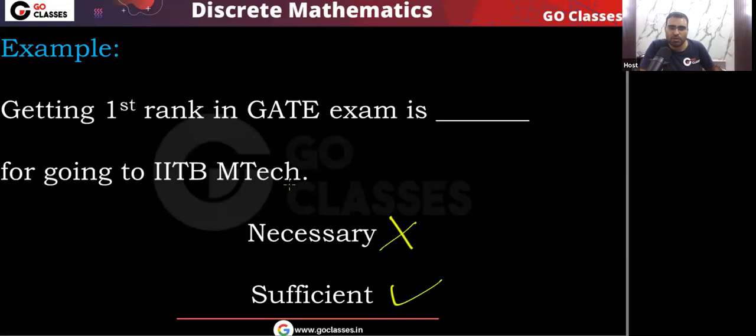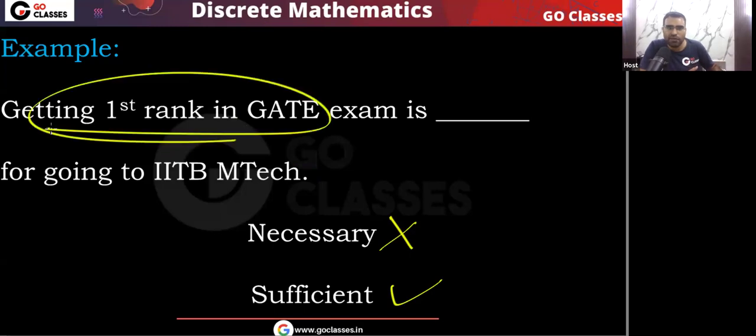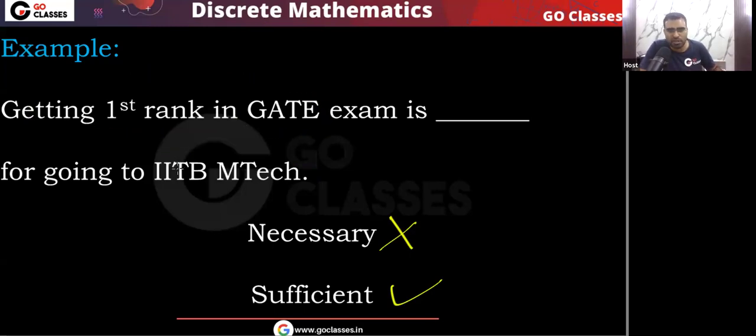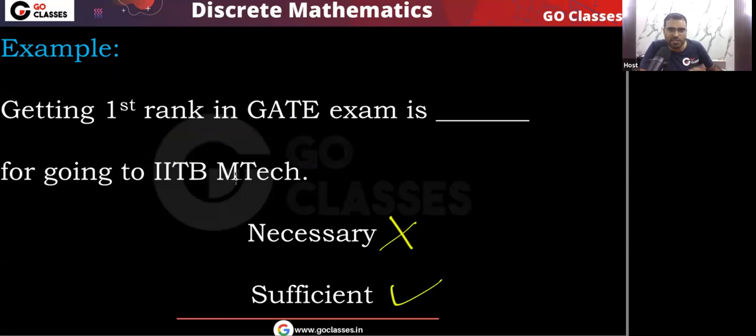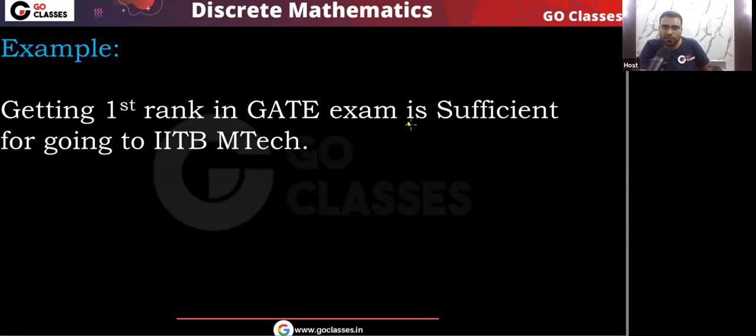Yes or no? So if your rank is, I can say, maybe top 50, then you can get IIT Bombay. So can I say getting first rank is necessary? No, it is not necessary. It is sufficient. Getting first rank in GATE exam is sufficient. It is enough to get IIT Bombay MTech. So remember, it is sufficient.